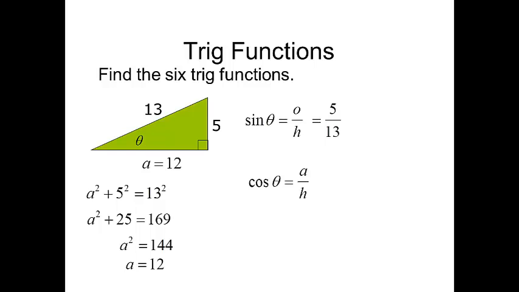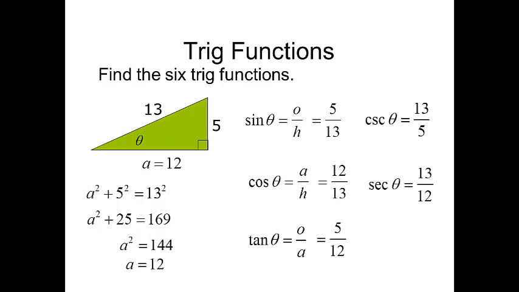Now that we know that the adjacent side is 12, we can say 12 over the hypotenuse, which is 13. Tangent is opposite over adjacent, so that would be 5/12. Now it says give all 6, so now you just take the reciprocal of these. Cosecant is the reciprocal of sine, so it would be 13 over 5. Secant would be the reciprocal of cosine, 13 over 12. And cotangent is 12 over 5.